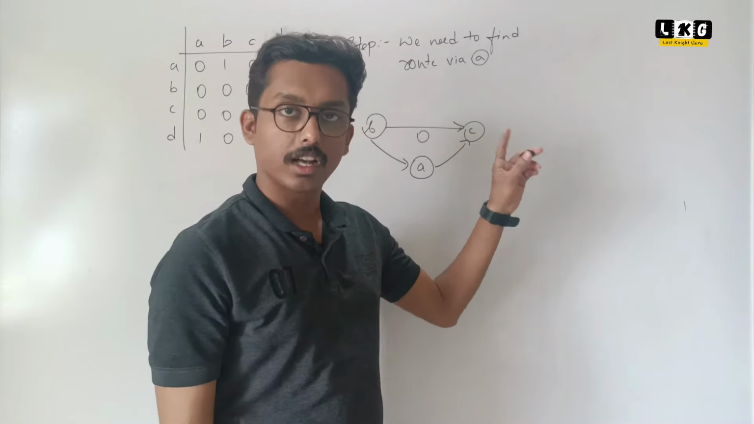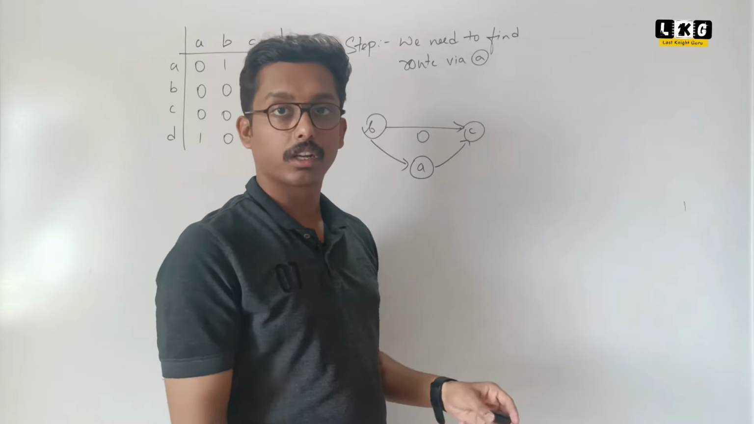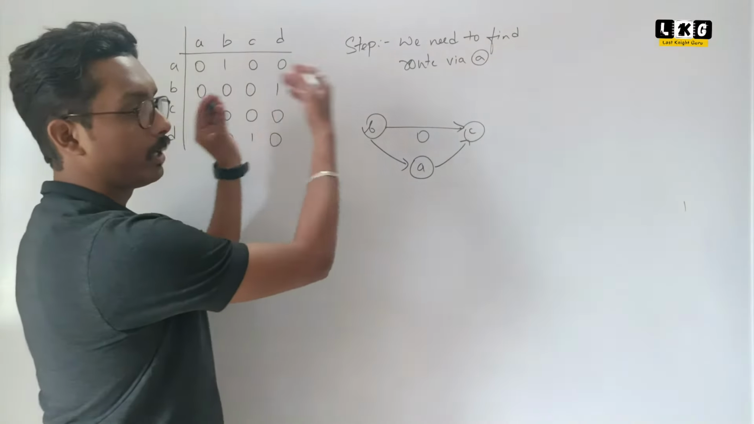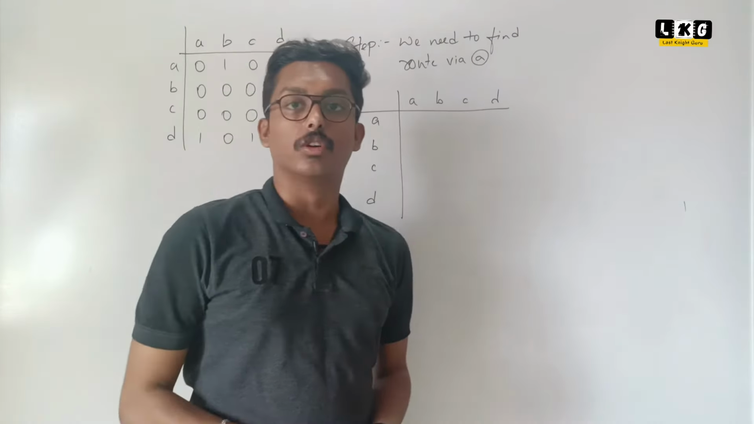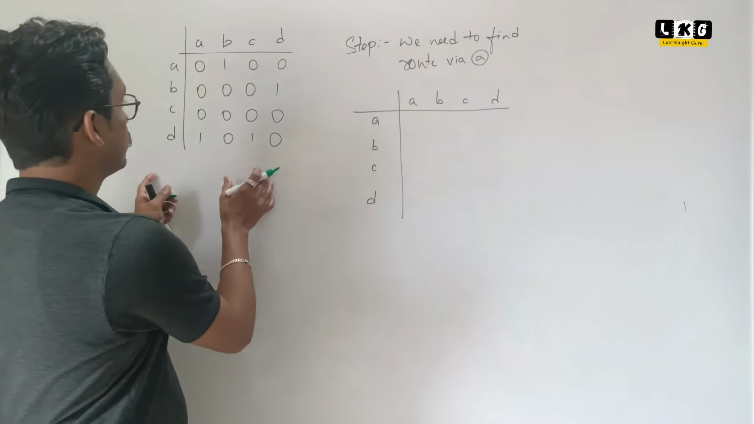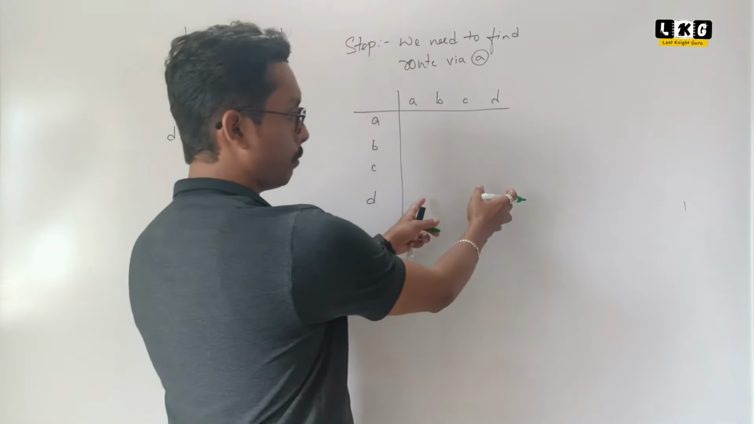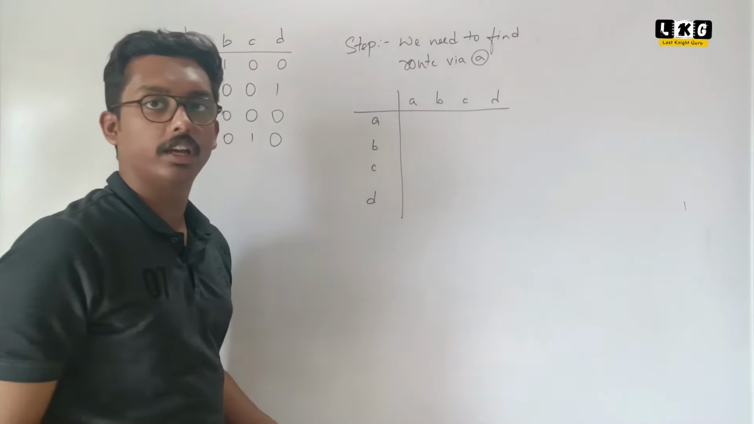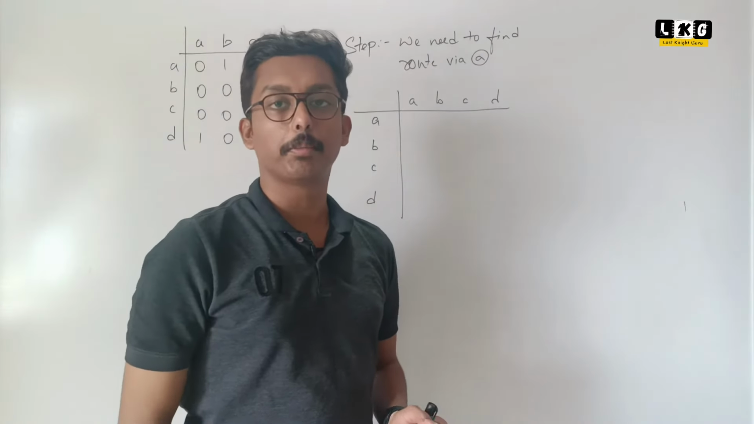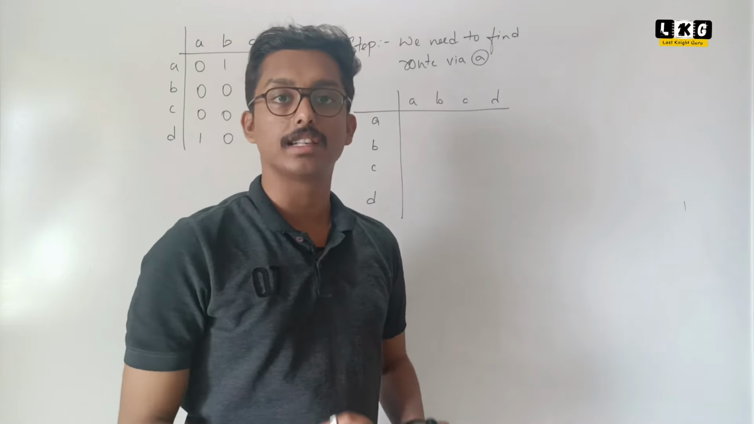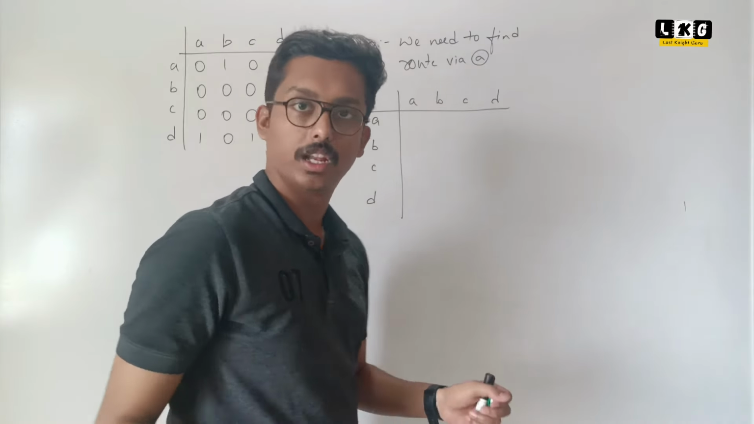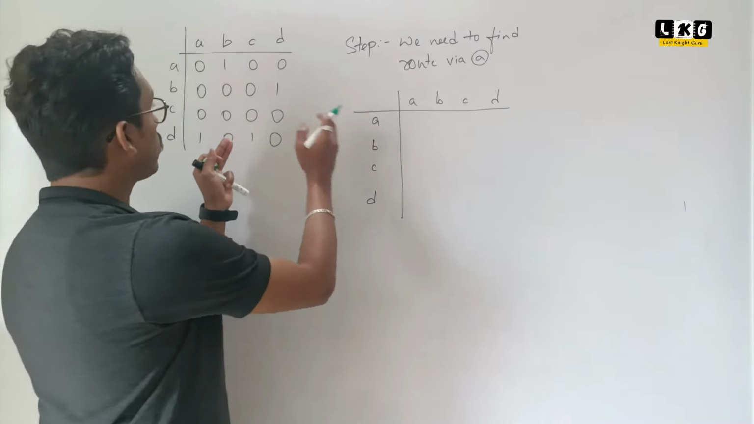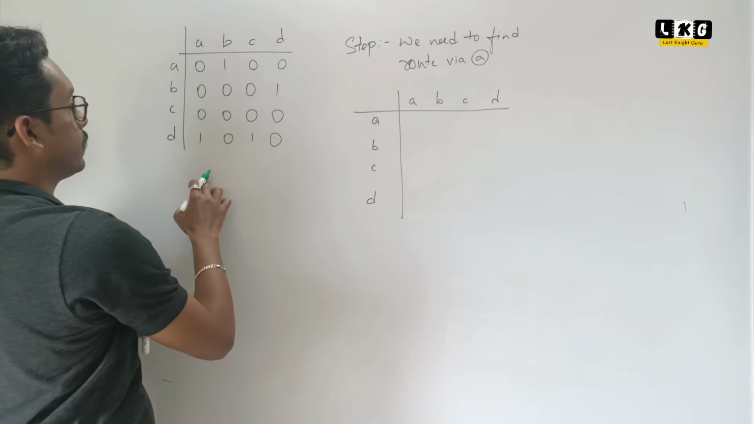Okay. So for this again we need to put the matrix, but with the help of this matrix only we need to build the second matrix. So we are finding the route via A. If we are finding the route via A, keep the first row and the first column as it is. There is no need to change anything. So from this matrix, we need to copy down the first row and the first column as it is.